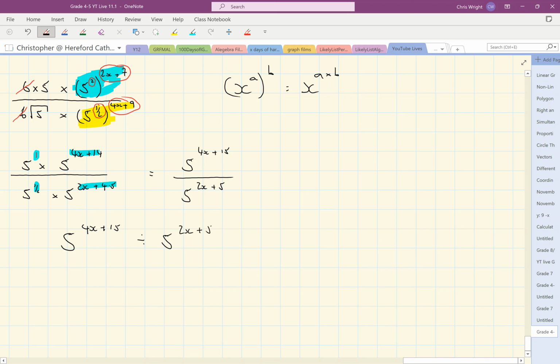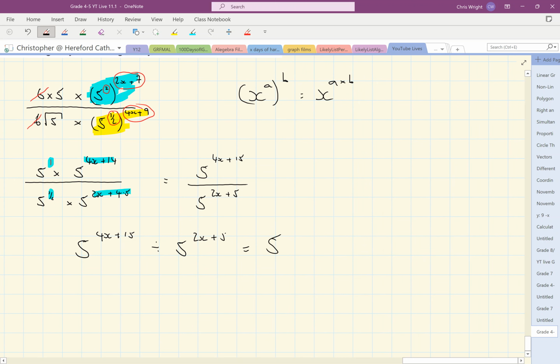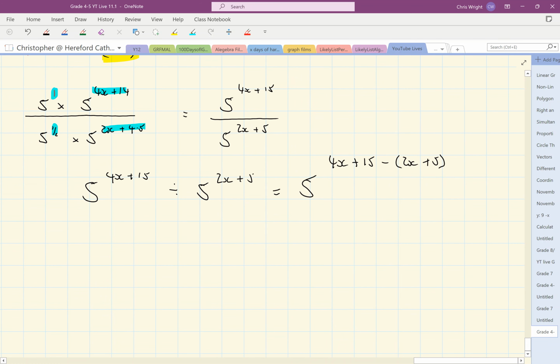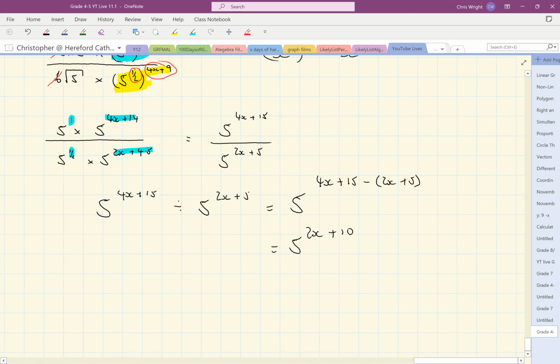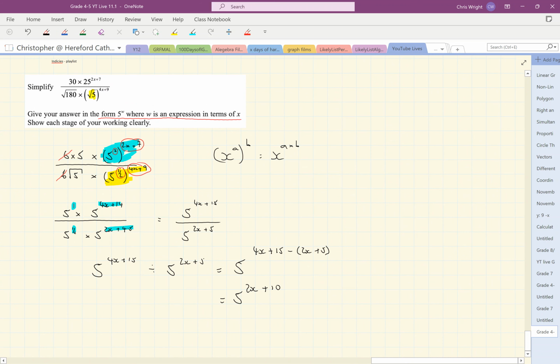What do my rules of indices tell me? I'm going to subtract those indices. So that's going to give me 5 to the power of 4x plus 15 minus, remember the bracket, 2x plus 5, which is 5 to the power of, I'm going to have 4x minus 2x, which gives me 2x, and 15 minus 5, which gives me 10. So my expression simplifies to 5 to the power of 2x plus 10.